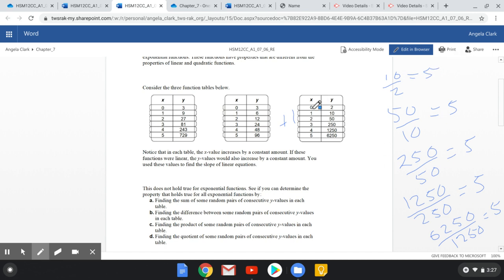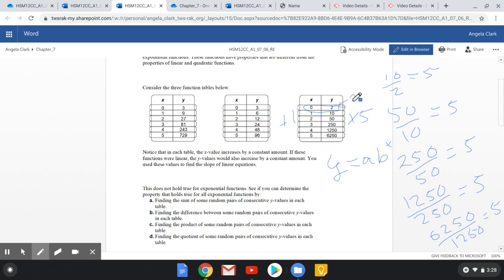So that means that this is in fact exponential, and the thing that we're multiplying by each time is 5. So remember our form, y equals a times b to the x, where a is our initial amount. The initial amount occurs when x is 0. So in a table, a is always going to be whatever y is when x is 0. Looking at this, we're saying, okay, when x is 0, y is 2, so a must be 2.